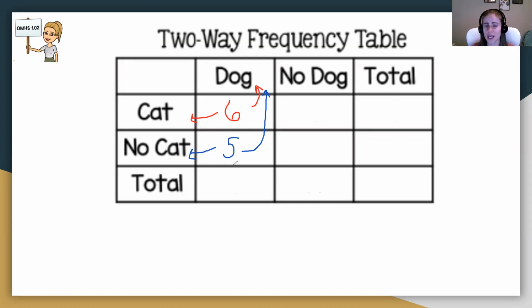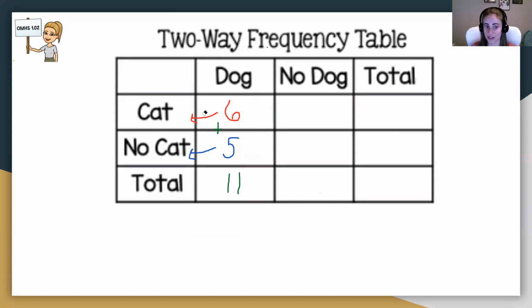Does that make sense? Now let's go ahead and fill in our column total. So if we read it as just the column, this is all our information about people who have dogs. Well, what we can do here is add up our information because there were 6 people that owned a dog and a cat, 5 people who owned a dog and no cat, which means how many total people own a dog? 6 plus 5 is 11. So 11 total people surveyed own at least a dog.